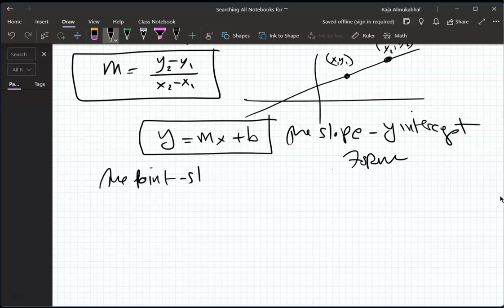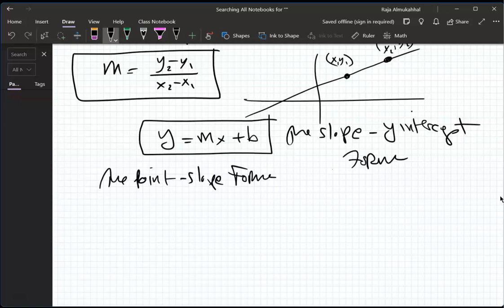The point slope form. And when I say point here, I mean any point on the line. There is an infinite number of points. You pick the point you want. It doesn't really matter which one. Any point will do the job. Okay? So what does that mean?